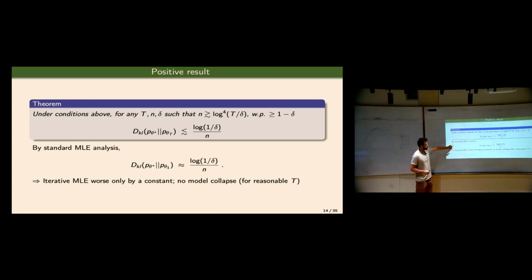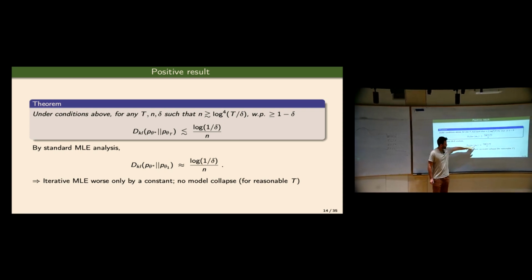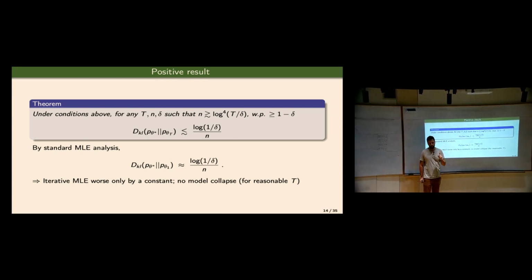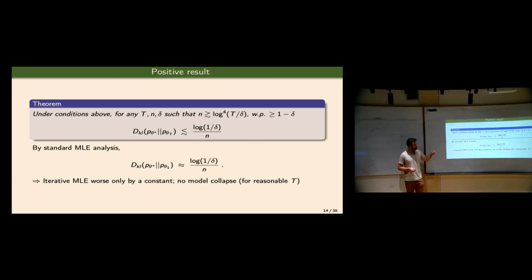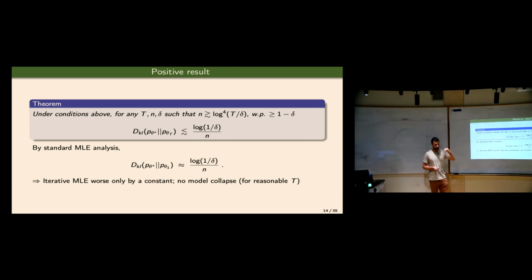And this is actually more or less the same guarantee that you would get for doing maximum likelihood estimation just once. So the error you get after t times, when t is very large, is really just a constant times what you would get if you did maximum likelihood estimation once. So you're really not paying for this iterative training by more than a constant.